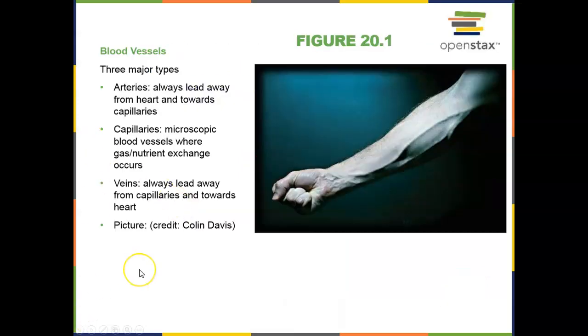Here we go. So there are three major types of blood vessels. We have arteries. Arteries are blood vessels that always lead away from the heart. They send blood towards capillary beds.